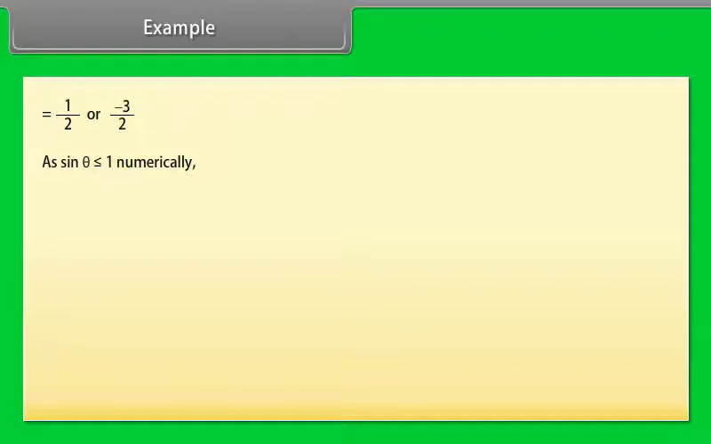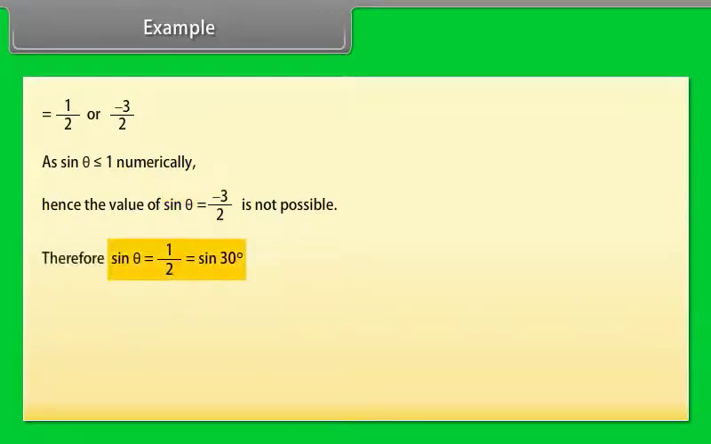As sine of theta is less than or equal to 1 numerically, hence the value of sine of theta is equal to minus 3 by 2 is not possible. Therefore, sine of theta is equal to half is equal to sine of 30 degree. So, theta is equal to 30 degrees.